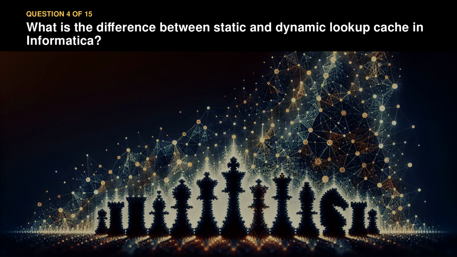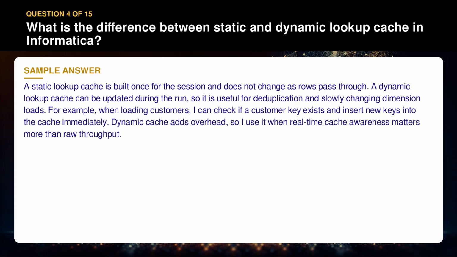Question 4. What is the difference between static and dynamic lookup cache in Informatica? A static lookup cache is built once for the session and does not change as rows pass through. A dynamic lookup cache can be updated during the run, so it is useful for deduplication and slowly changing dimension loads. For example, when loading customers, I can check if a customer key exists and insert new keys into the cache immediately. Dynamic cache adds overhead, so I use it when real-time cache awareness matters more than raw throughput.